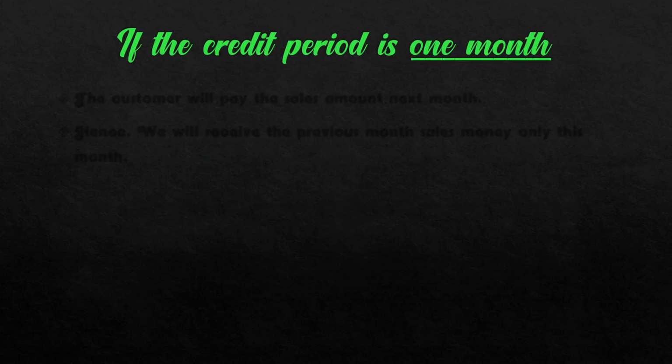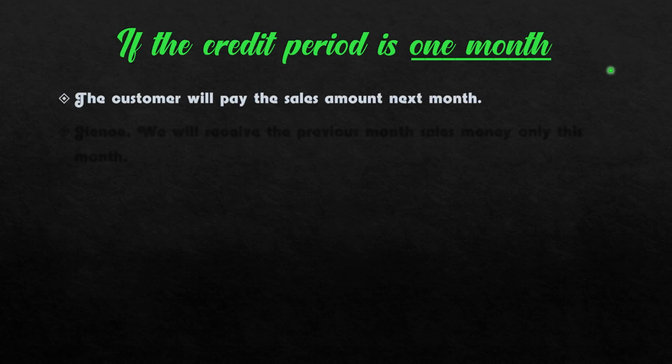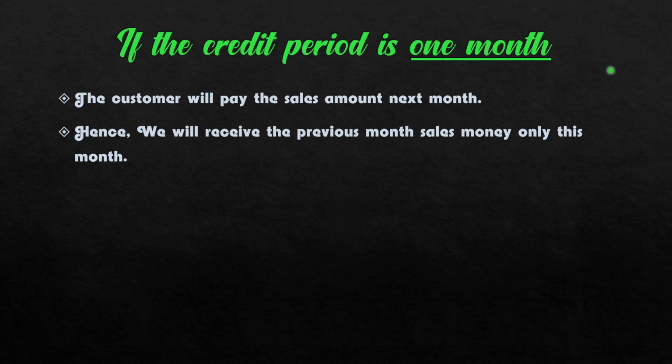If the credit period is 1 month, so there is information about the credit period and the information given is 1 month, the customer will pay the sales amount next month. If it is mentioned as 1 month, it means the customers who buy the product this month will pay the amount next month. Hence, we will receive the previous month's sales money only this month. So if any customer buys the product and pays the amount next month, what will be my receipt this month? I will receive the money of sales which happened last month.